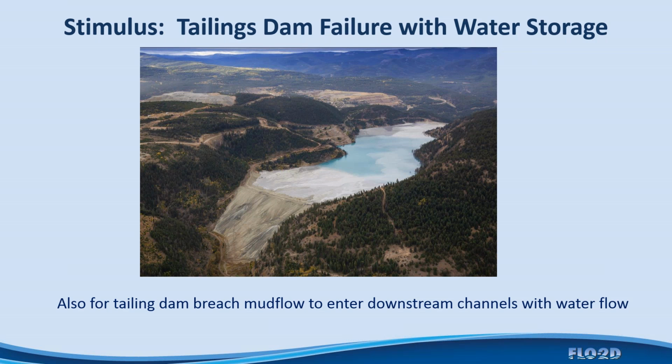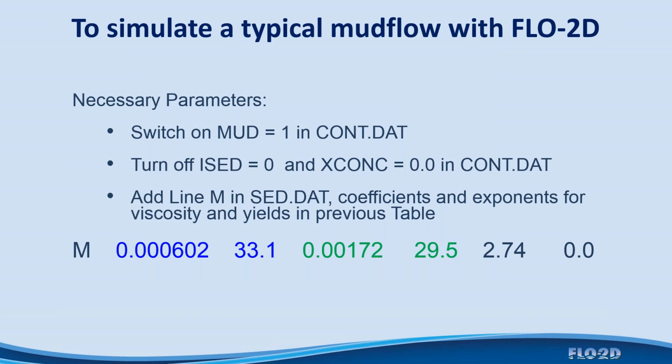So the idea is that I put this in initially just for tailings dam. I put the two-phase flow component in for tailings dam, but now you can do it with any kind of mud flow, like channel flow, where you might have a mud flow going down the channel and having a tributary enter downstream with water flow or conventional sediment transport. So let's start with the typical mud flow.